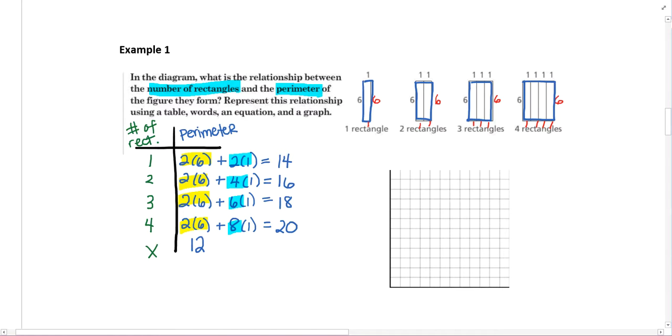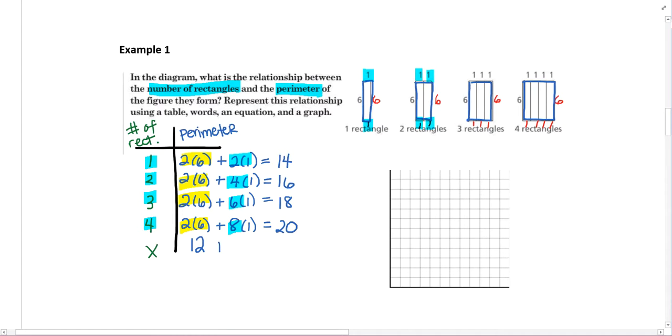So what's the relationship? What's going on? Where are these 2, 4, 6, 8 coming from? Well, if you'll notice, the number of rectangles, if we multiply that number times 2, that gives us how many 1s we have. And that's because there's 2 1s for each rectangle, 1 on each end.